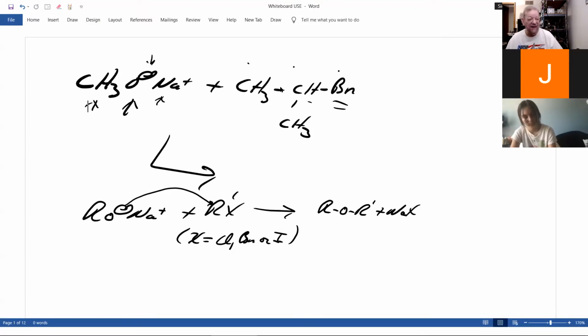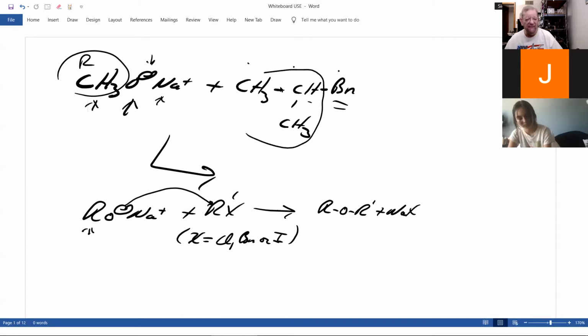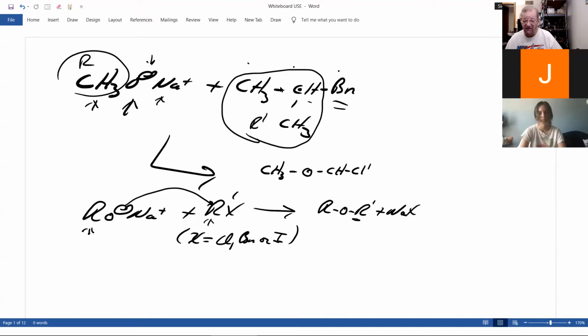And now, this is my R group. This is my R prime. And the carbon with the halogen is the carbon this oxygen will be bonded to in an ether. So I have my R group, oxygen, my 3 carbons. Remember, do you break carbon-carbon single bonds? No, and I didn't. And that's the product you get.